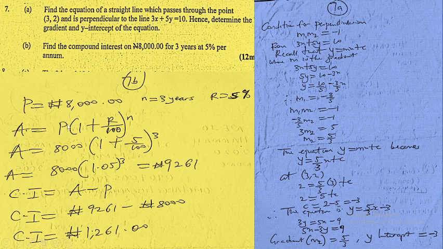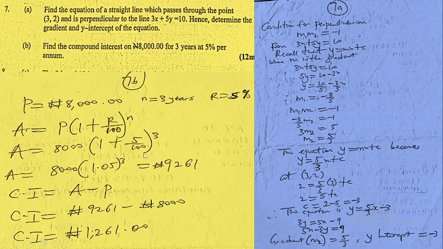Then from there, the principal is 8,000 into 1 plus 5 over 100, the rate is 5 over 100, then the period is 3. If you simplify this, it will give us 0.05 plus 1, that will give us 1.05. Then cube it, then multiply by 8,000, that will give us 9,261. So that's the amount the money will amount to after 3 years.